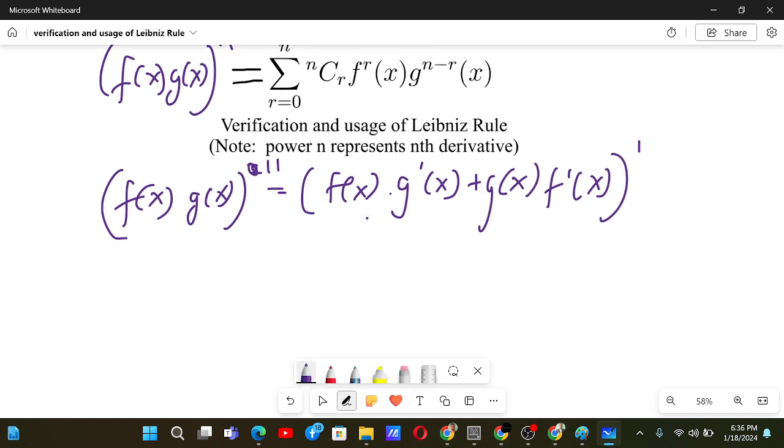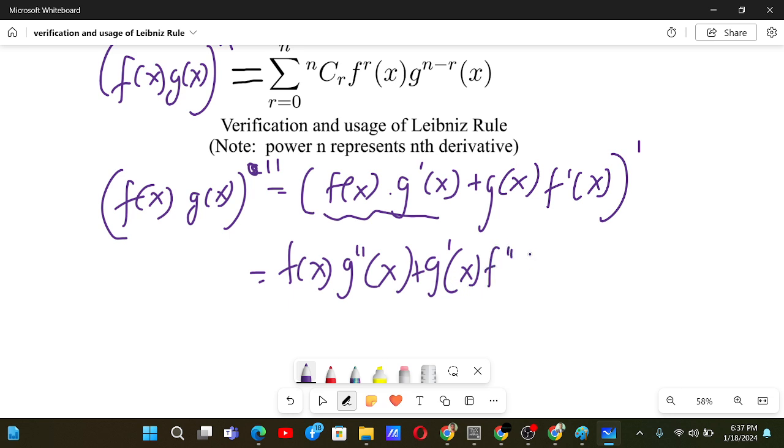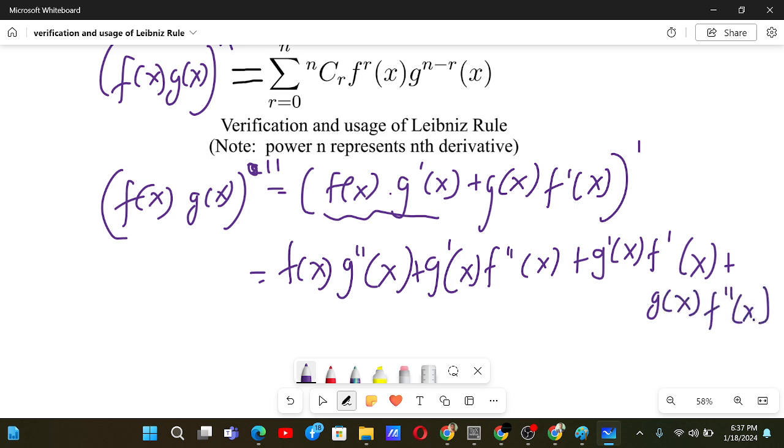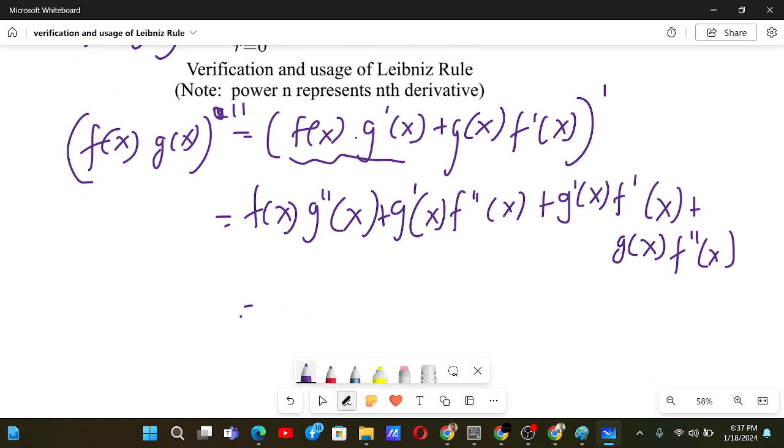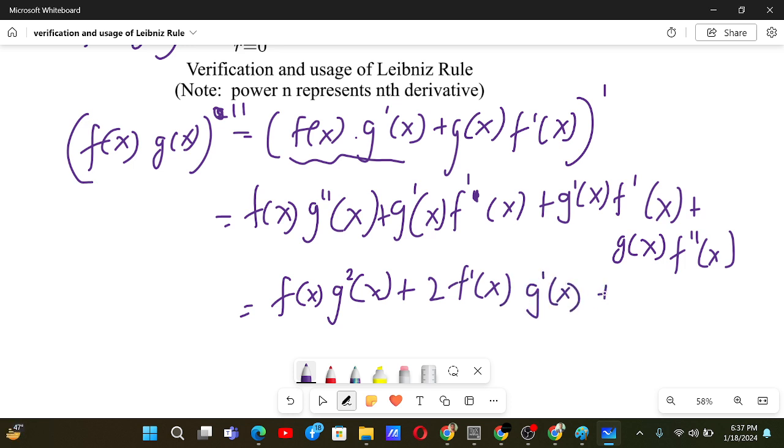Now let's find the derivative of this first. That will be f of x times g double dash of x plus g dash x times f dash x. Similarly, over here, that will be g dash x times f dash x plus g of x times f double dash of x, using product rule. Now this gives us f of x times g second derivative of x plus 2 times f dash x g dash x plus g of x times f double dash of x.